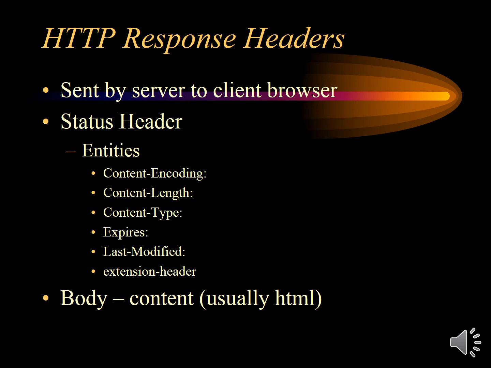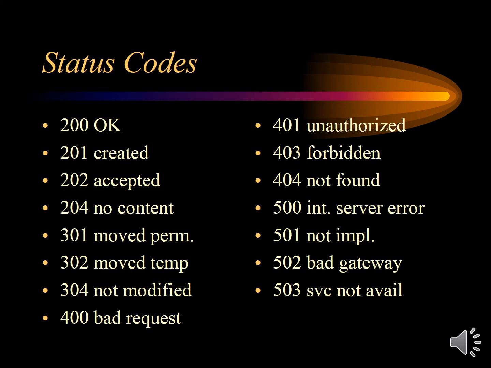HTTP response headers are sent by the server to the client browser. Status header, entity headers: content encoding, content length, content type, expires, last modified. Then extension headers and the body, content usually HTML. Codes: 200 OK, 201 created, 202 accepted. Everybody is familiar with 400 bad request or 502 bad gateway.